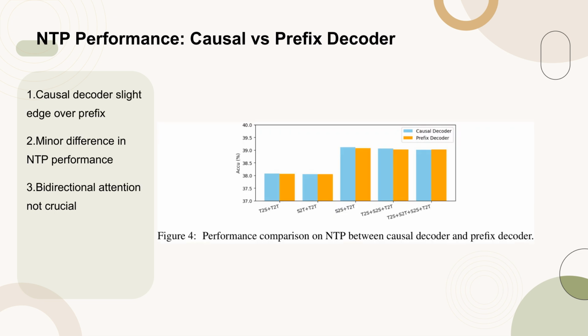Figure 4 presents a performance comparison on the next token prediction, NTP, task between the causal decoder and the prefix decoder. The results indicate that the causal decoder has a slight advantage over the prefix decoder across various configurations. This minor difference suggests that the bidirectional attention enabled by the prefix decoder is not critical in this context. Consequently, the causal decoder is preferred for all experiments in Section 4.